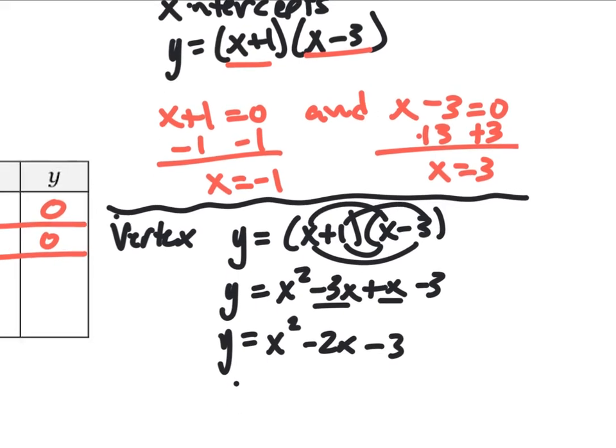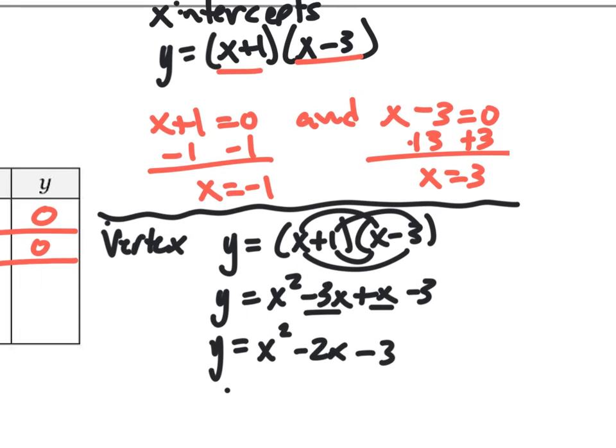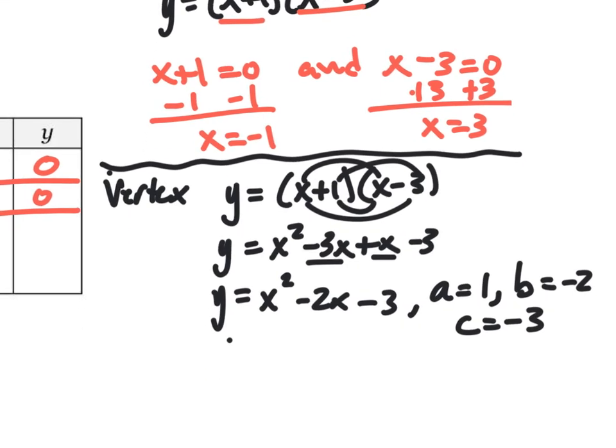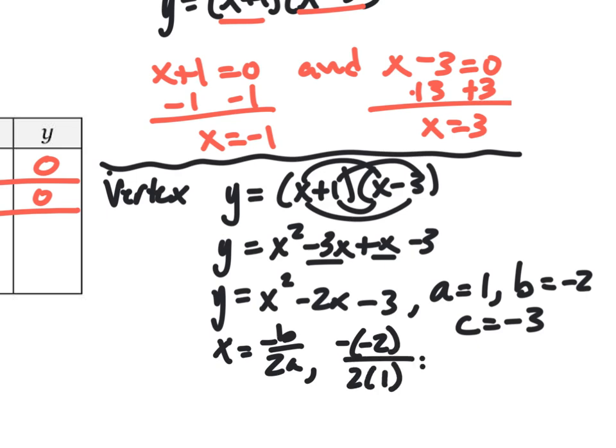Now that I have it in standard form, I want to identify my a value, which is 1, my b value, which is negative 2, and my c value, which is negative 3. So I'm going to do x is equal to opposite b over 2a. So opposite negative 2 over 2 times 1. That's just going to give me positive 2 over 2, which gives me 1. So I have x equals 1. That's the x value of my vertex.